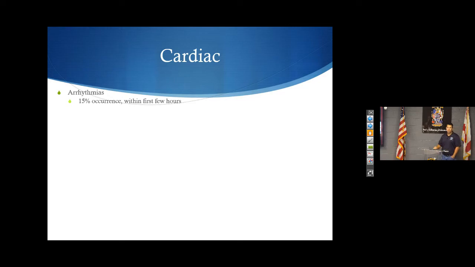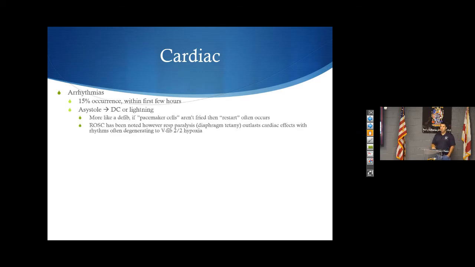Okay, so cardiac, we talked already a little bit. The most common issue here is going to be dysrhythmias. All right, 15% occurrence within the first few hours. Asystole is most common with DC or lightning. Okay, as long as the pacemaker cells aren't fried when you're struck, it's very similar to defibbing a patient, right? The heart should restart, right?